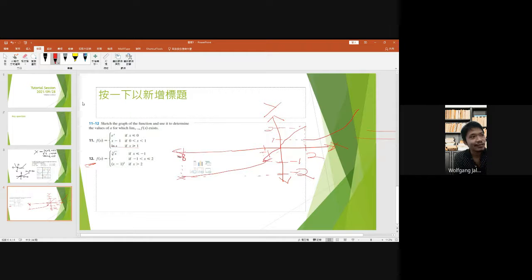Any questions so far? It's easy, right? Let us see another thing from the book.